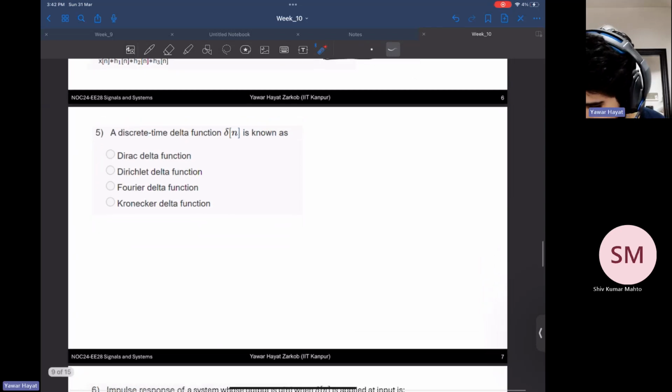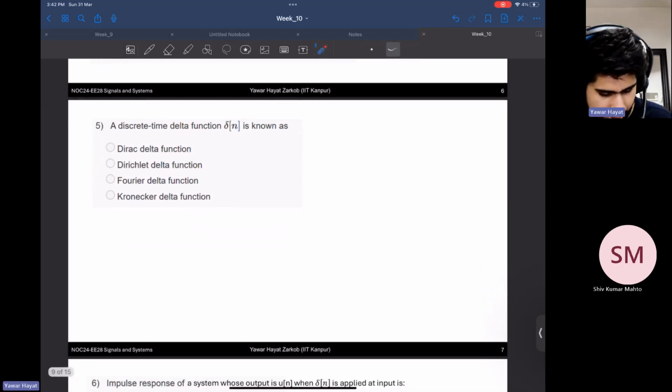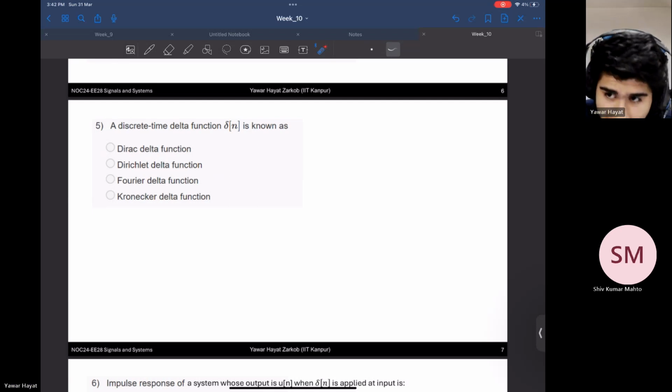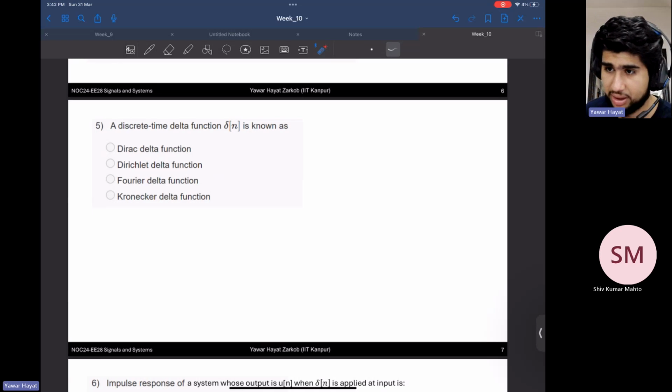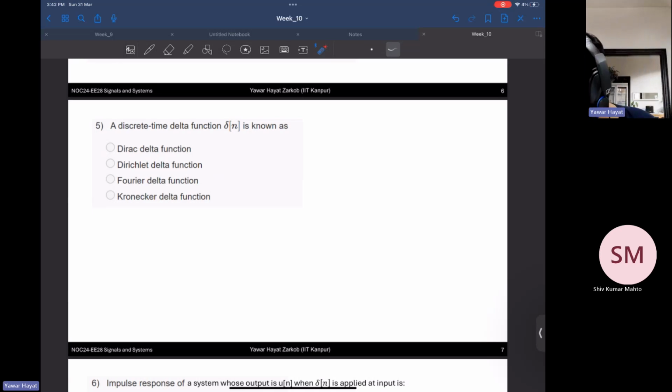Let's move on to the fifth question, which is on the discrete-time delta function. The options are: Dirichlet's delta function, Fourier delta function, and the fourth one is Kronecker delta function.